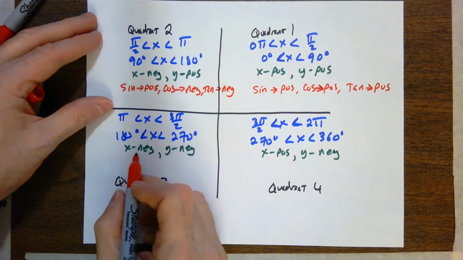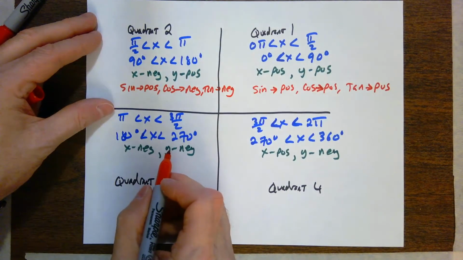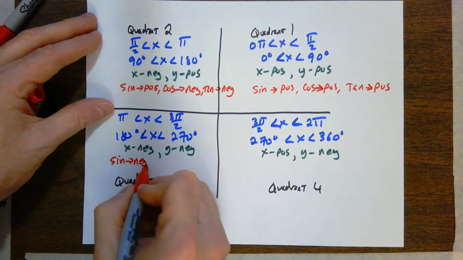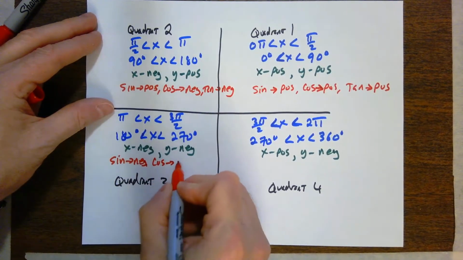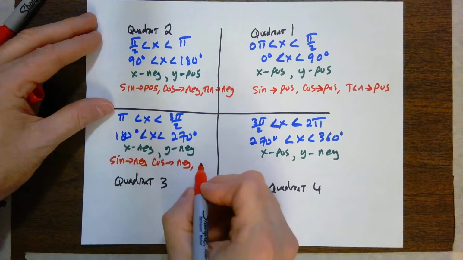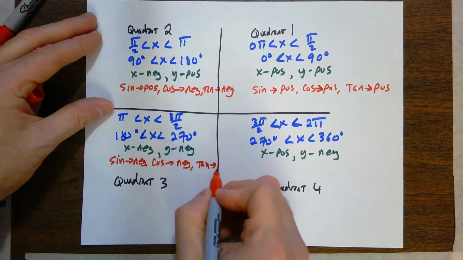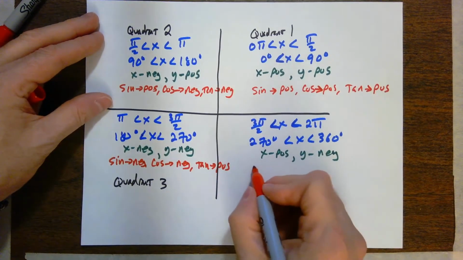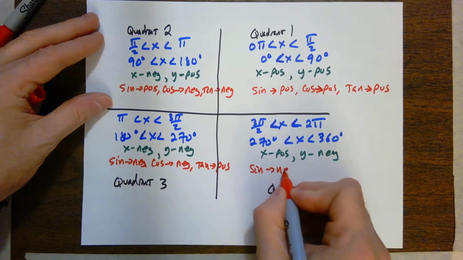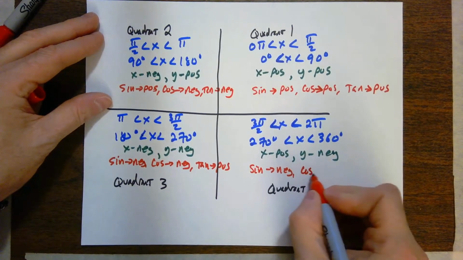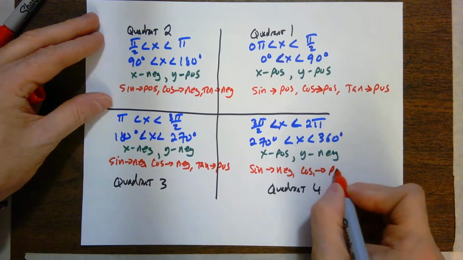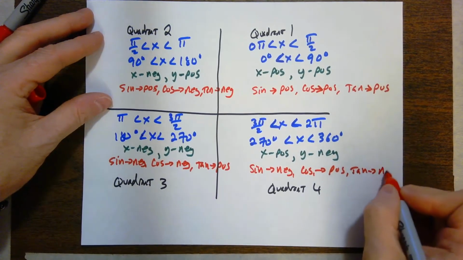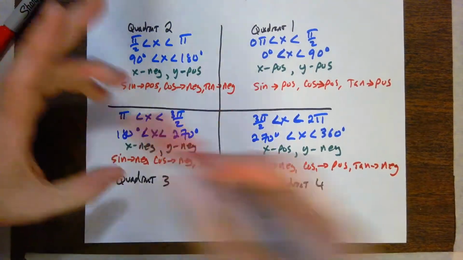Here, x values are negative, y values are negative. My sine is going to be negative. My cosine is going to be negative, but a negative over negative is a positive. My tangent is going to be positive. Over here in quadrant number 4, my sine and my y values are going to be negative. My cosine, my x values are going to be positive, and a positive over negative, my tangent is going to be negative.